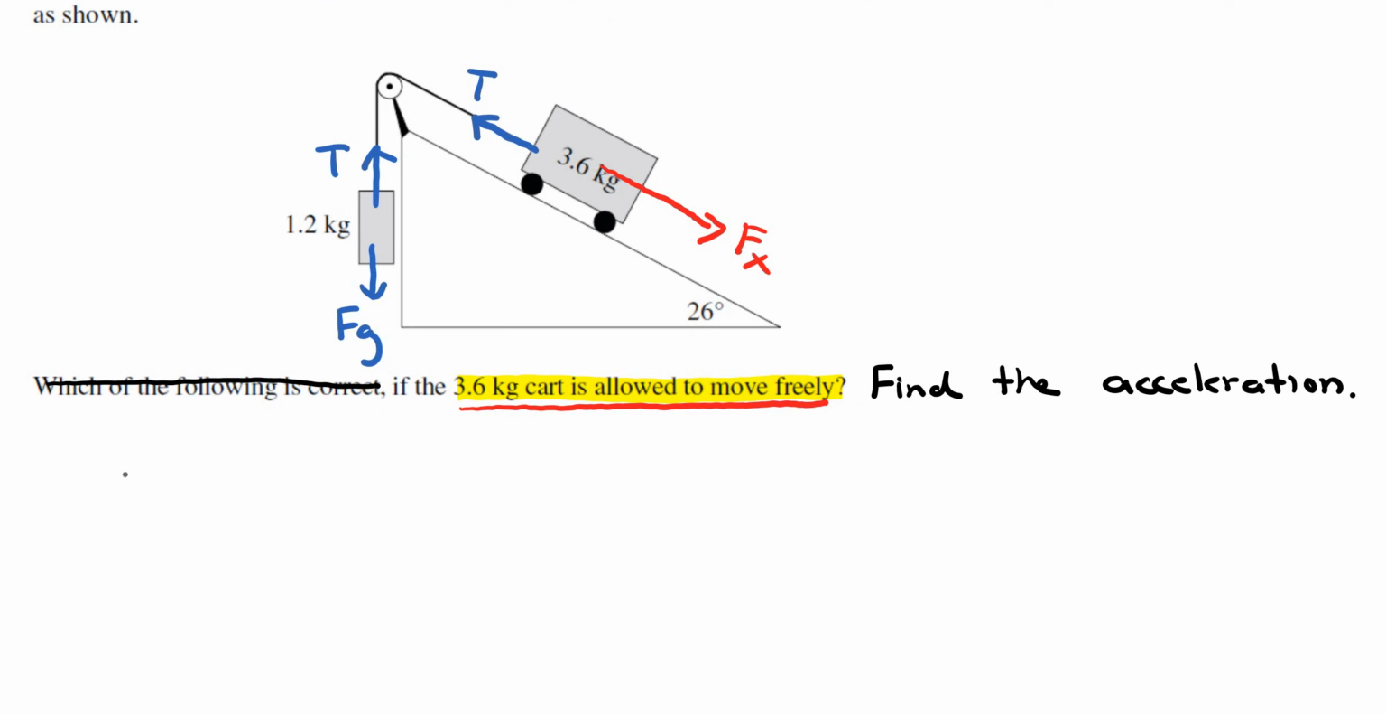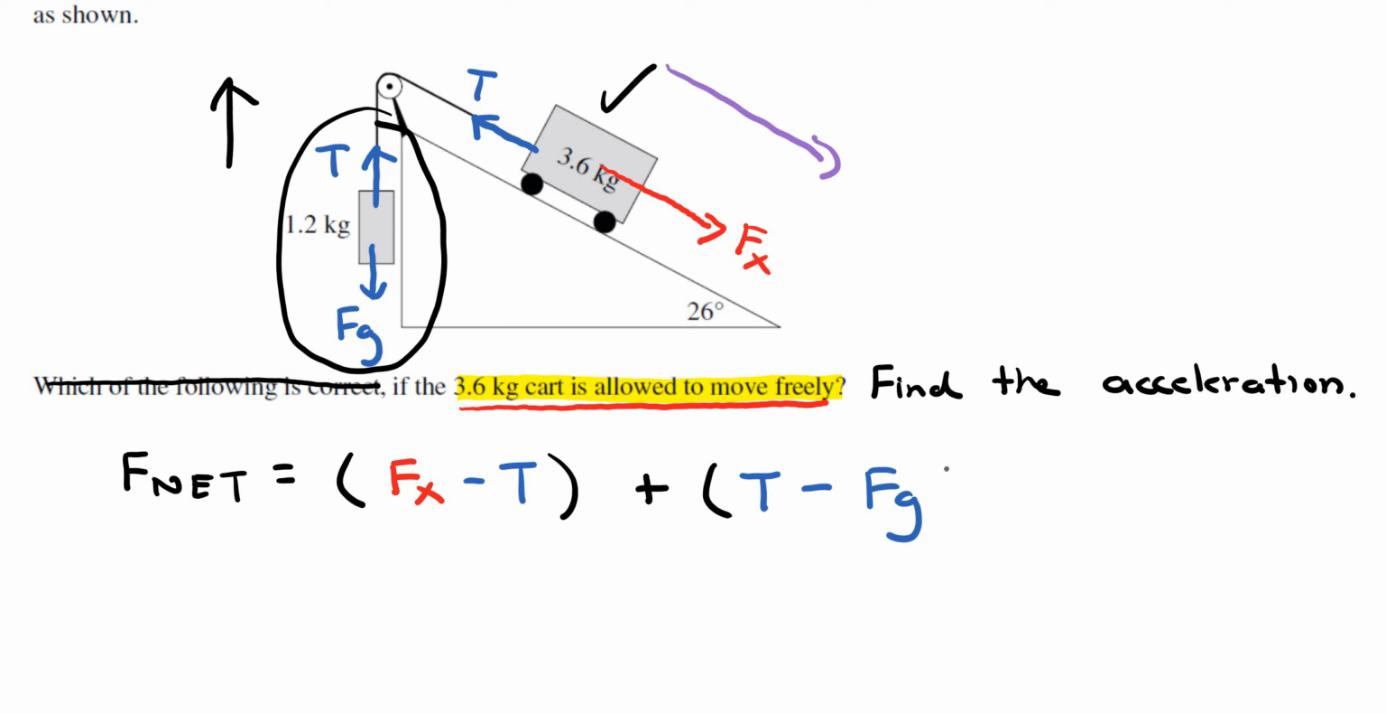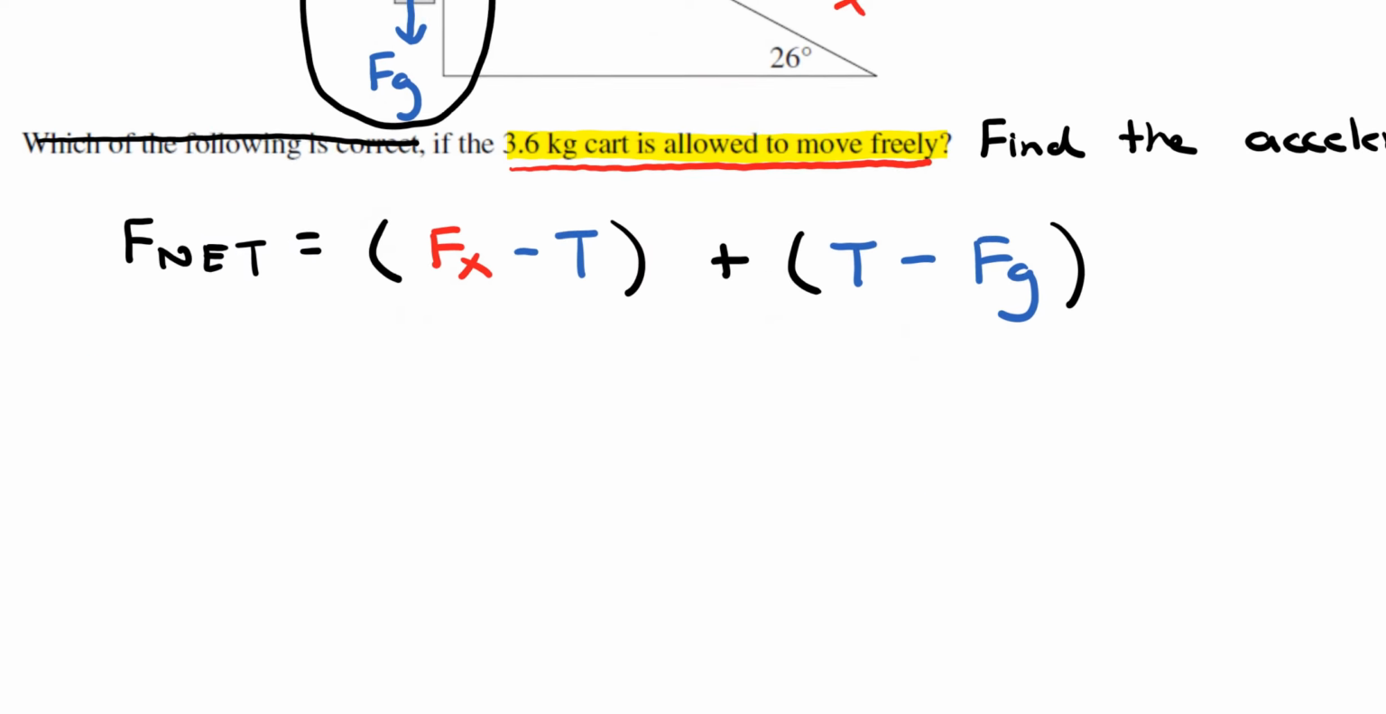So if I create an F-net equation for this entire system, we know the system is moving towards the right. I start combining all the forces: I have my Fx force, and then I subtract the tension. That is the F-net equation for the 3.6 kilogram cart. Then I add the next situation, and since that mass is going upwards, I start off with the tension and then subtract the force of gravity. This is the F-net equation for the entire system.